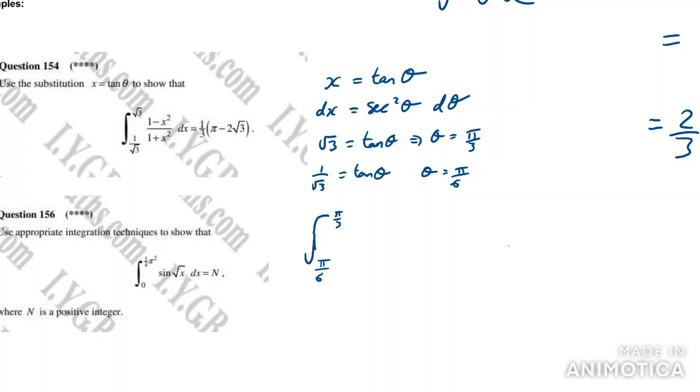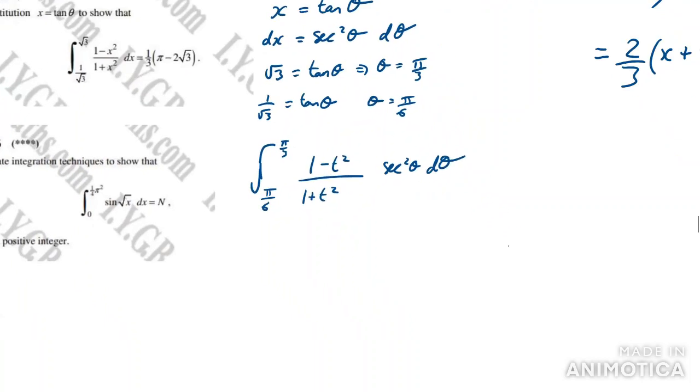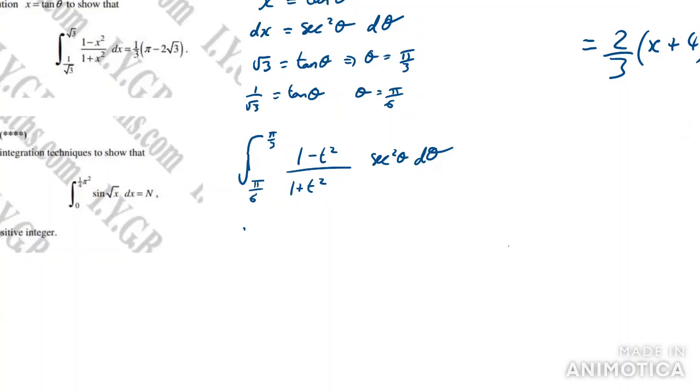1 minus tan squared. I'm going to write tan theta as t, so 1 minus t squared over 1 plus t squared. dx becomes sec squared theta d theta. Okay. 1 plus tan squared is just sec squared theta. So this will simplify into just 1 minus tan squared theta, d theta.